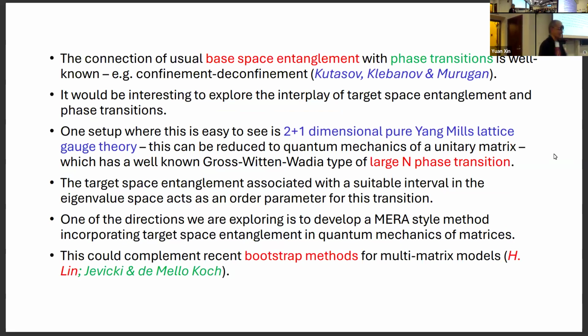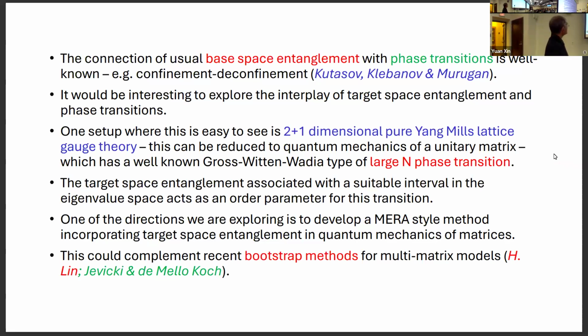This is probably my last slide. There's a well-known connection between entanglement entropies of usual base space and phase transitions, for example, the confinement transition. It turns out, and I think again it's quite general, that at least for large N phase transitions, this object does act as some kind of order parameter. And this is not very hard to see. For example, 2+1-dimensional pure Yang-Mills theory, which reduces to a unitary matrix model.